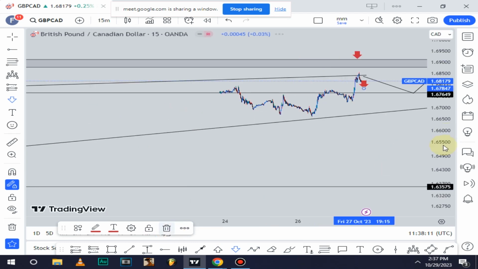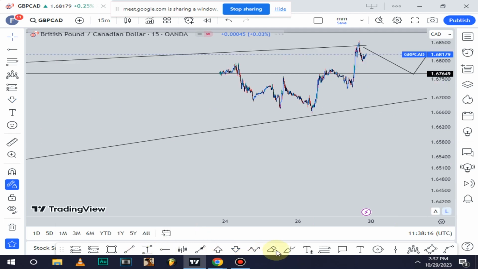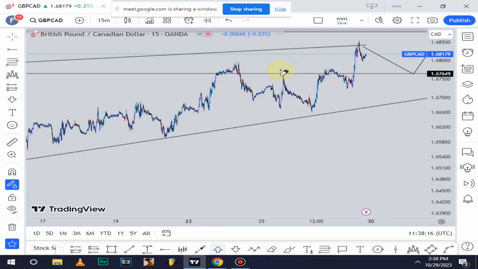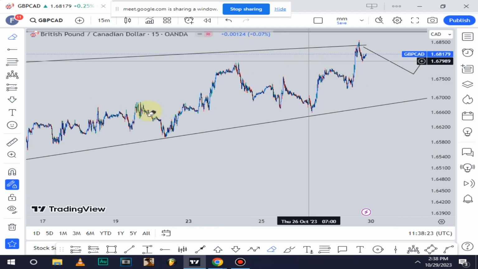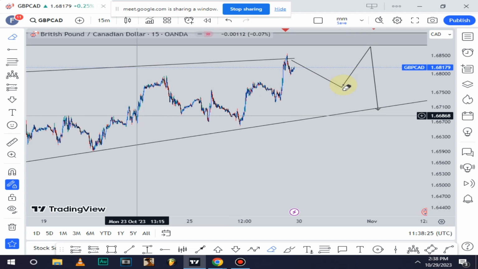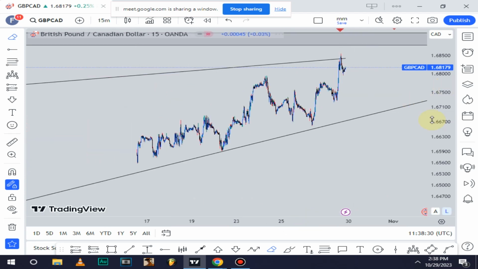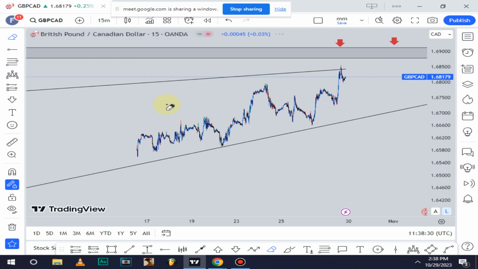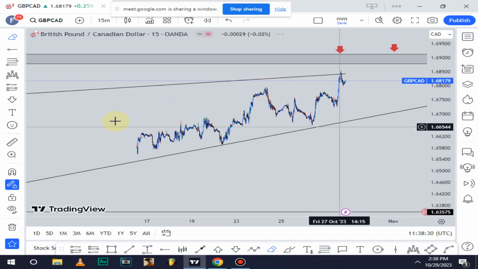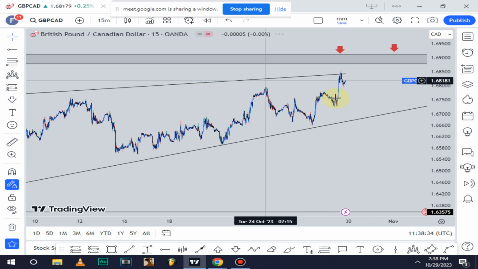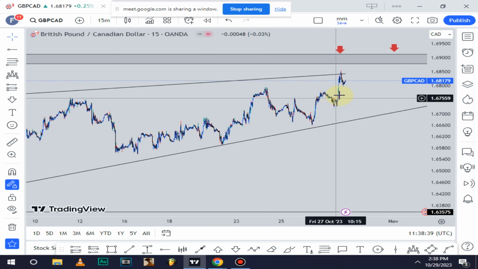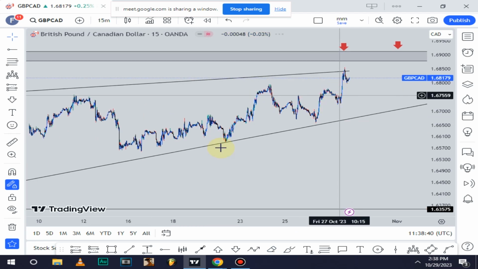Around this zone. So I will delete this, I will delete this, I will delete this. Right, so let's see. We can see that anytime the market hits our resistance, it drops. So let's just confirm this zone over here. If it hits, it drops. If it hits, it drops. All right, yeah.